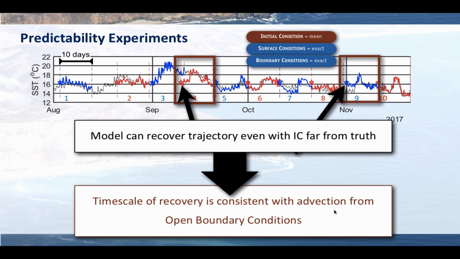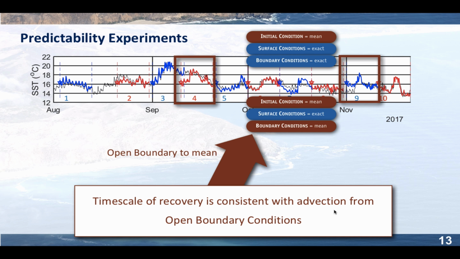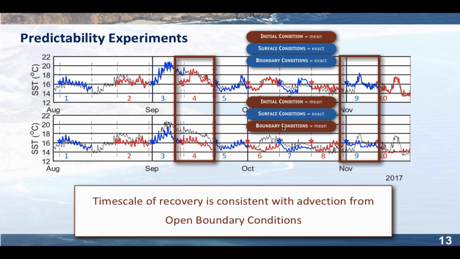And that makes sense. So the next experiment is really to also relax the open boundary condition and set that to a mean climatological value, so that we can essentially see what is the role of surface forcing when we have a climatological initial condition and a climatological boundary condition. So let's perform the same ensemble again, now with the boundary condition set to climatology. And if we, for example, focus on ensemble number 4 and 9, we find that now the model is not able to recover essentially the mean state.